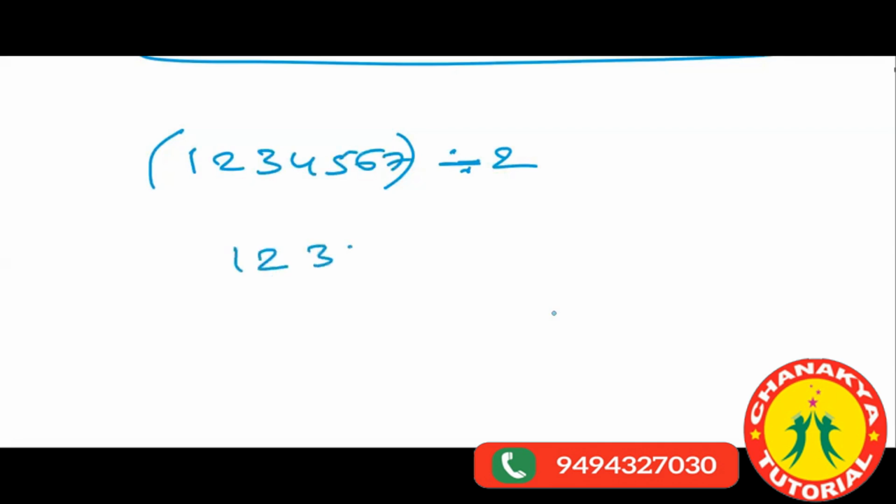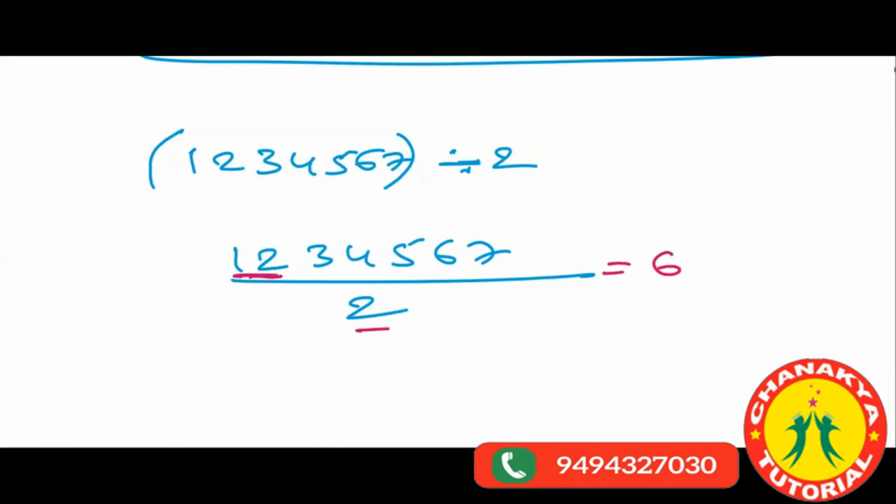Okay, 1, 2, 3, 4, 5, 6, 7 divided by 2. I want all of you to listen to this carefully. 2 in 1 will not go. That is why let us take 12. In 12, how many times does it go? 6 times with 0 remainder.